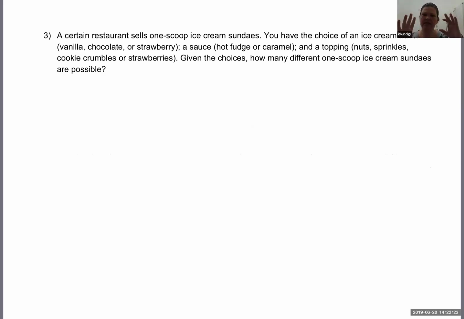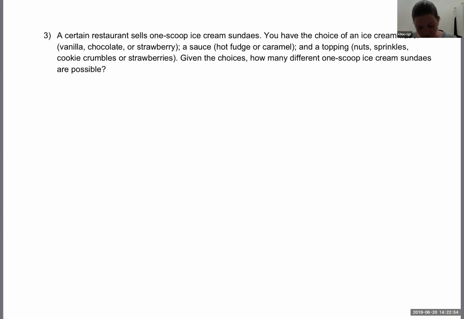So you can see we have a similar idea. We have some choices going on and we're looking for the number of possibilities. But this time my choices are a little different. It's not like just choose any 2 of the flowers or choose any 2 of the toppings. This time I have distinct categories. I choose 1 ice cream and I choose 1 sauce and I choose 1 topping. I'm going to plan my work a little differently, okay?